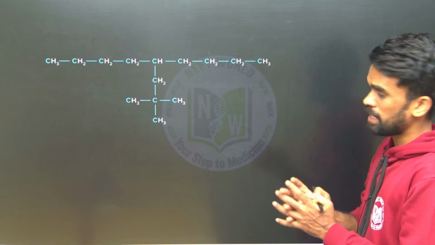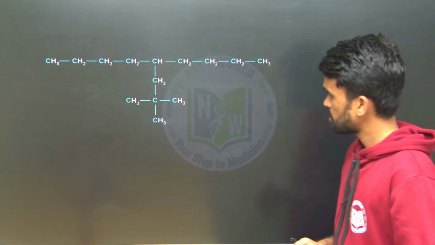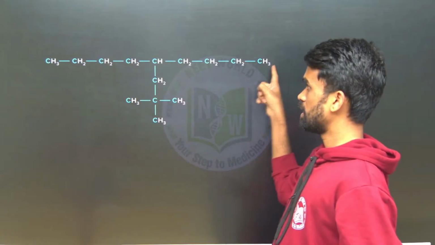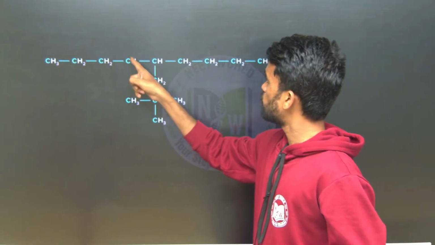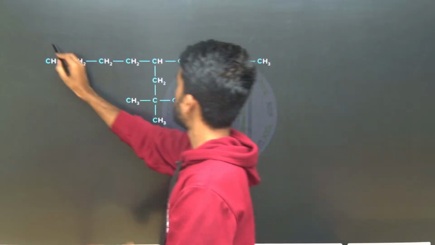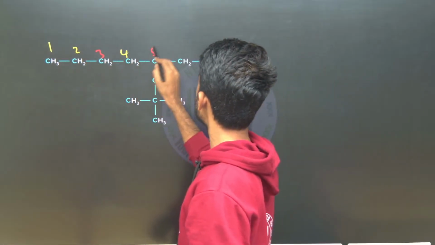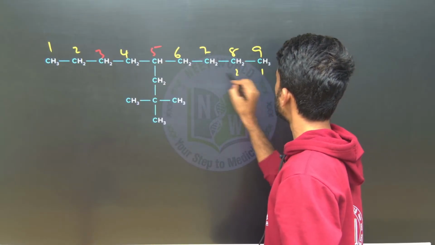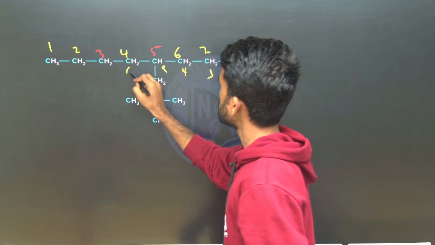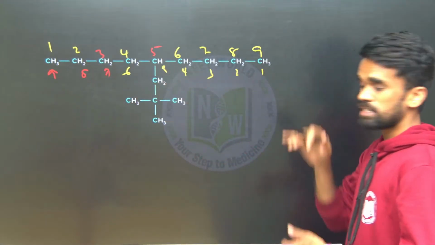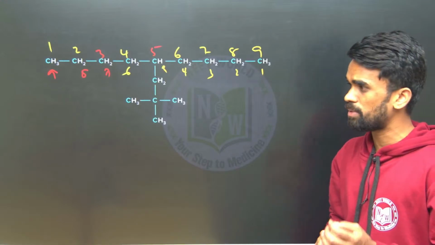Identify the parent chain first. The longest one. See, here this will be the longest one. Even if I come from here 1, 2, 3, 4, 1, 2, 3, 4, 5. So, see, 1, 2, 3, 4, 5, 6, 7, 8, 9. Here if I go from here 1, 2, 3, 4, 5, 6, 7, 8, 9. Both are same. Okay. So, anyways, 9 carbons are there means that will be our parent chain.